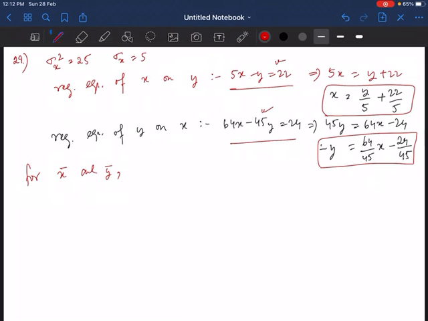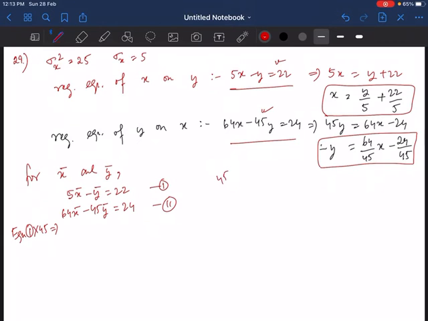What do I mean by satisfy these equations? It means if in place of x and y you put x bar and y bar, that is also correct. So we have 5x bar minus y bar is equal to 22. This is my equation number 1. And then we have 64x bar minus 45y bar is equal to 24. This is my second equation. So how to solve these two equations? We'll do the elimination method. Equation 1 into 45. If you multiply equation 1 with 45, 45 into 5 is how much?